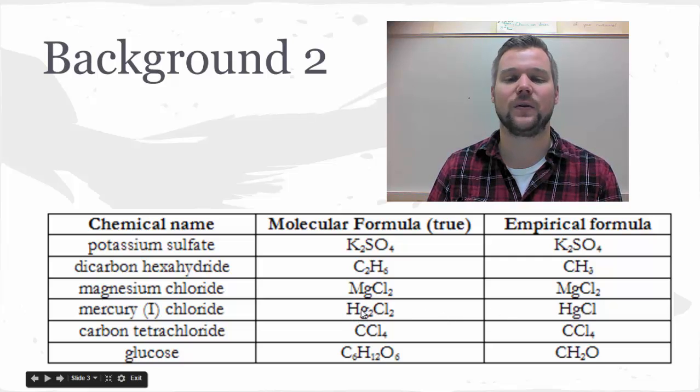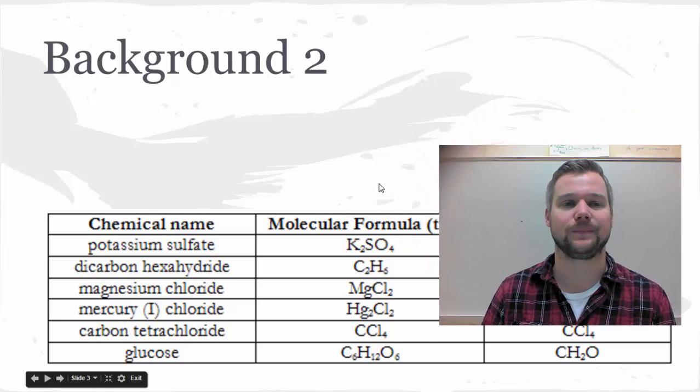Here's one exception for ionic. When you have mercury 2 involved, mercury 1, the empirical formula can be different than the molecular. Then we have the carbon tetrachloride. Notice that these are the same even though this is a covalent compound. And then, for example, glucose has an empirical formula of CH2O even though it's C6H12O6.